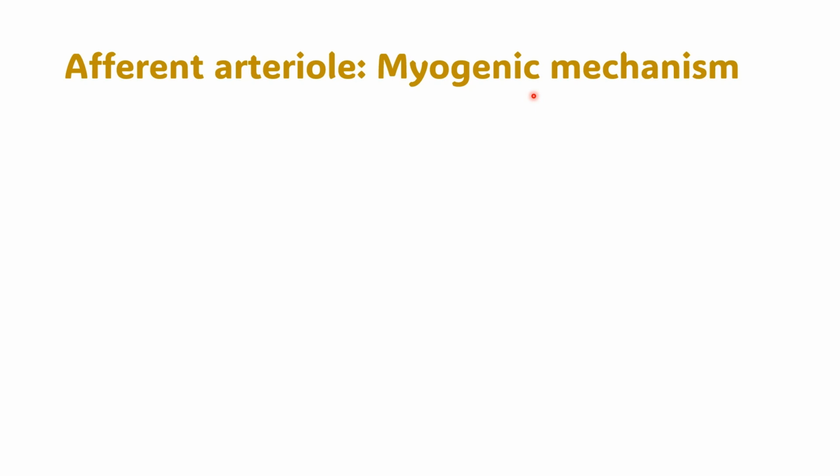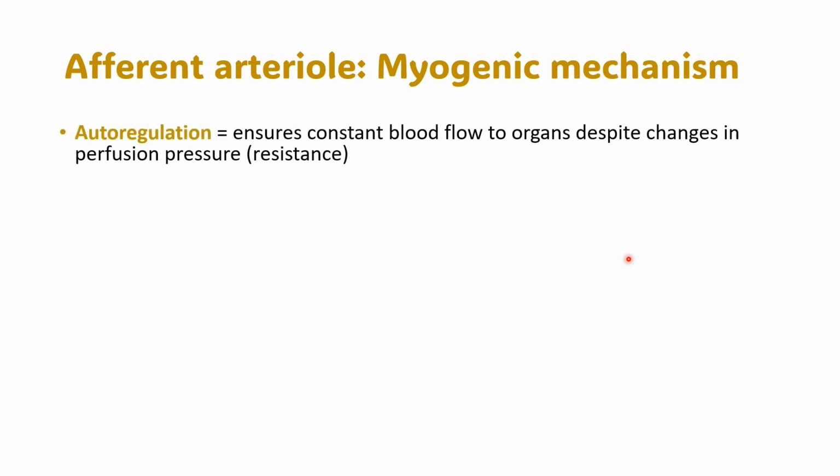Okay, so that was just a little recap of the physiology. But essentially, you have the myogenic mechanism in response to increased resistance/pressure within the afferent arteriole, and this aims to compensate for increased pressures, which could potentially damage the glomerulus and Bowman's capsule. So increased pressures seen in hypertension. And there are also metabolic mechanisms which I've mentioned about, the RAS system, etc. And this is an autoregulatory mechanism. So this ensures that there's constant blood flow to organs despite changes in perfusion pressure or resistance.